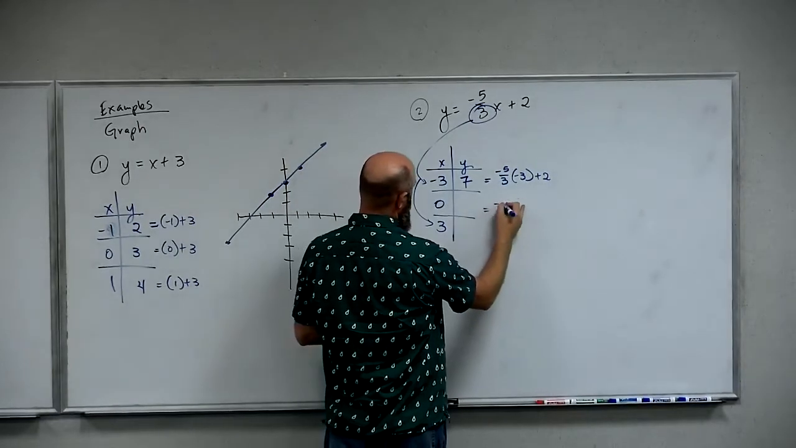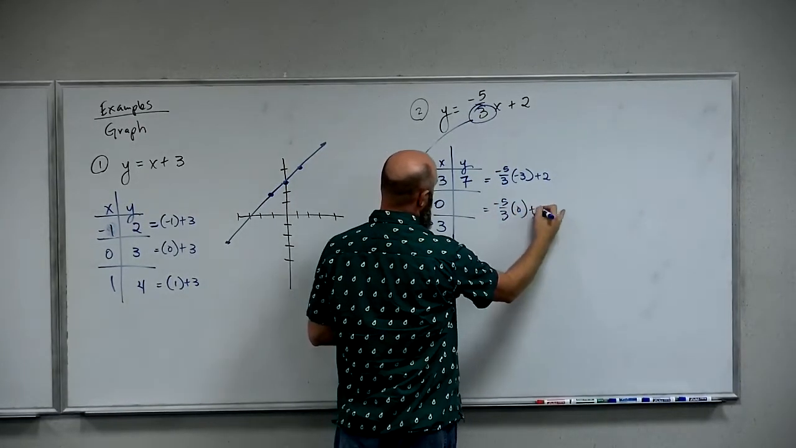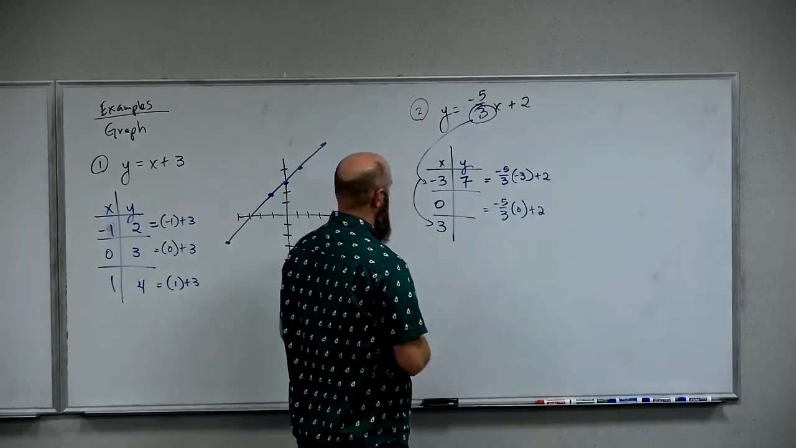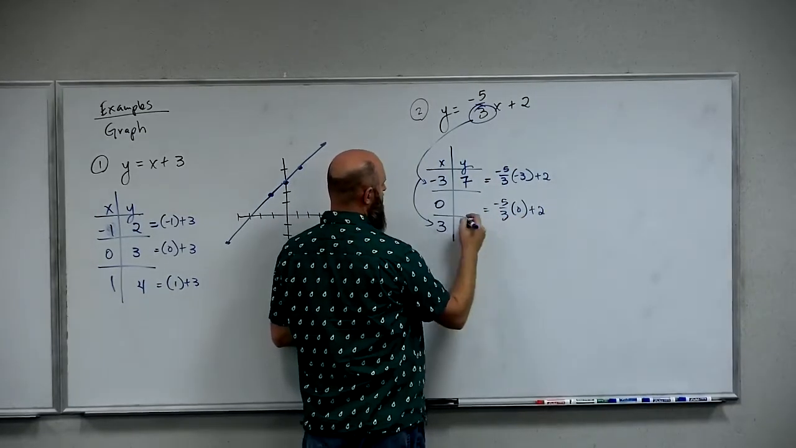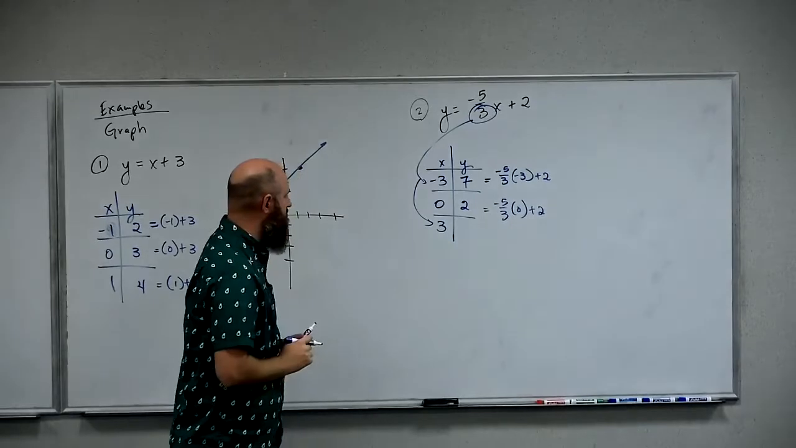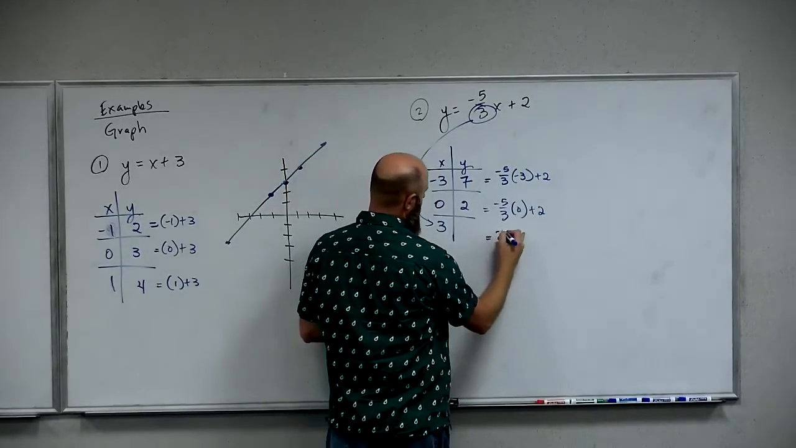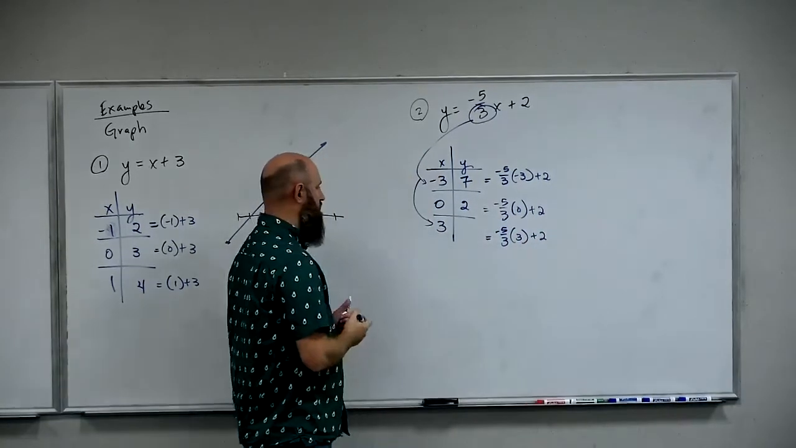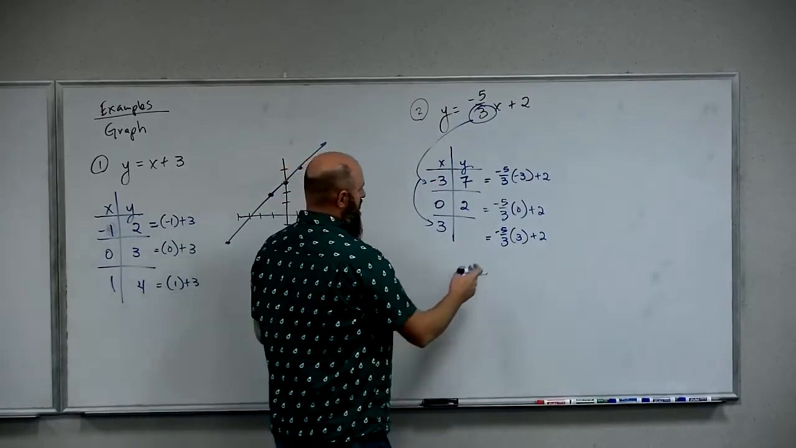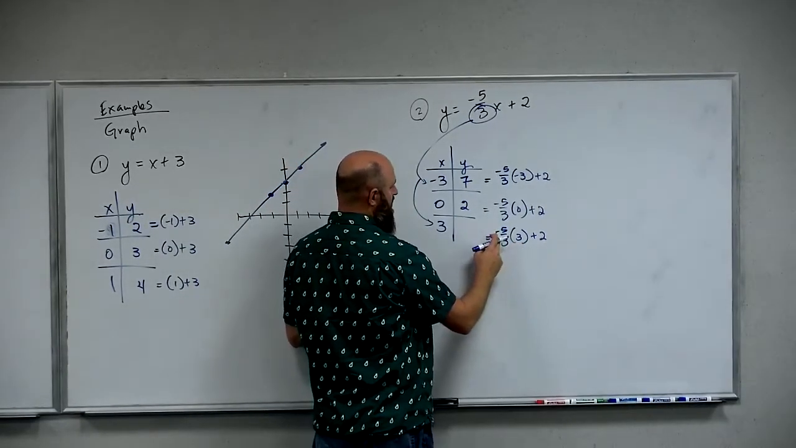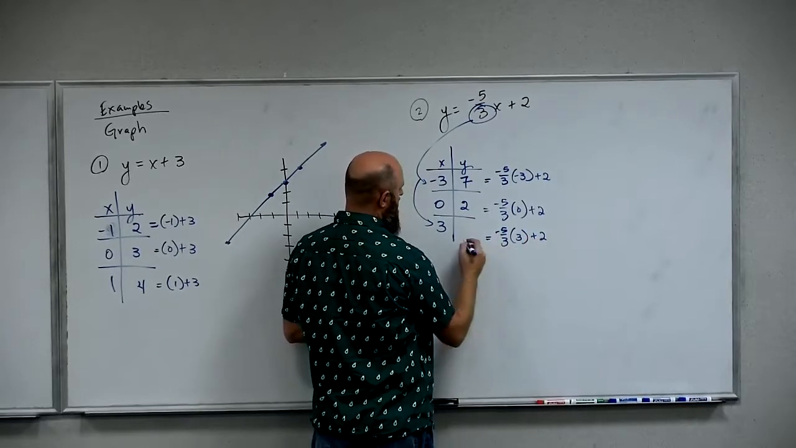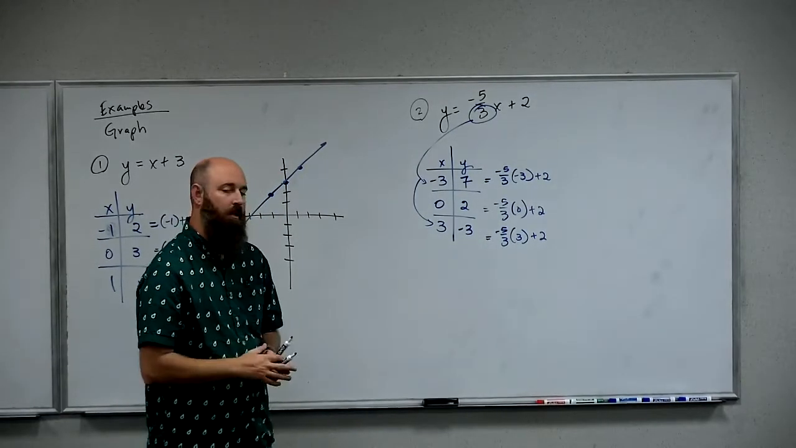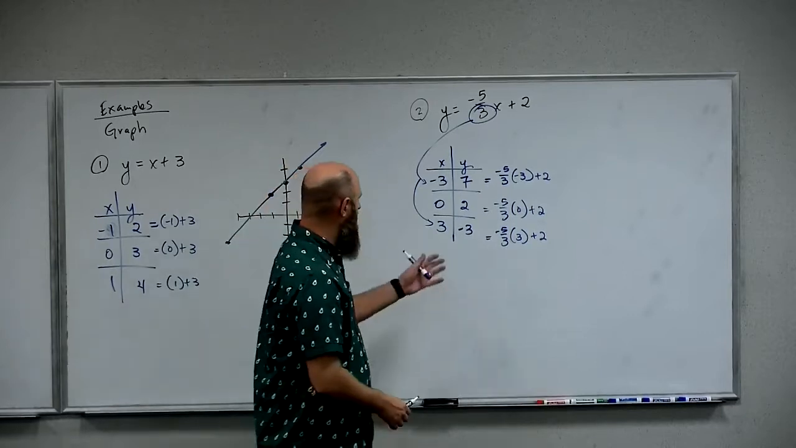All right, if we take -5/3 times 0 plus 2. Well, 0 times anything is 0. So 0 plus 2 is 2. And finally here, -5/3 times 3 plus 2. 3 and 3 are canceling out, so -5 plus 2 is -3. Just by plugging those things in, we've created good whole numbers there.